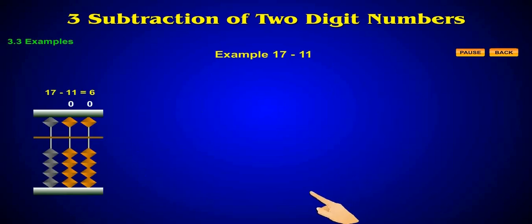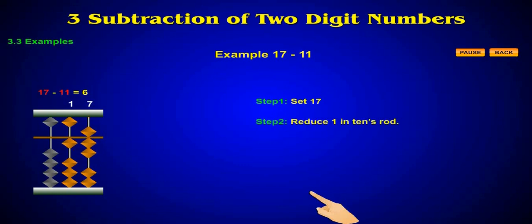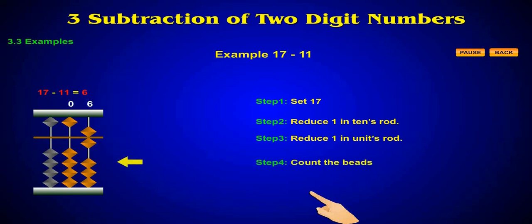Example: 17 minus 11. Step 1. Set 17. Step 2. Reduce 1 in tens rod. Step 3. Reduce 1 in units rod. Step 4. Count the beads.